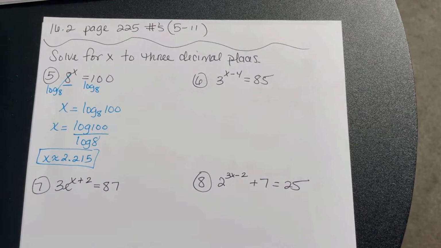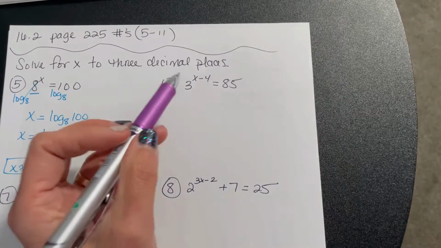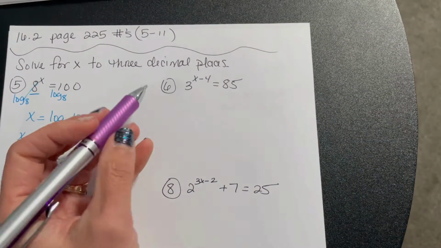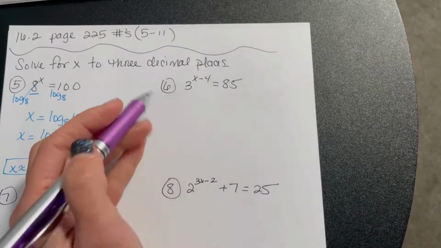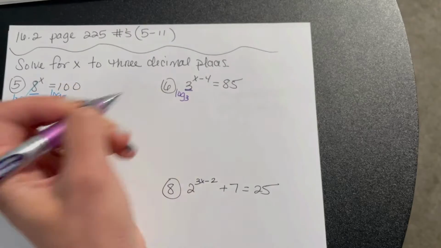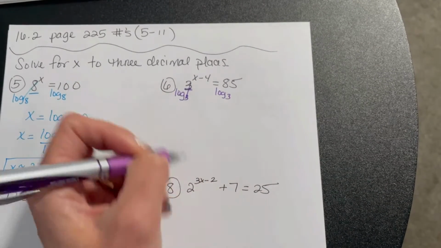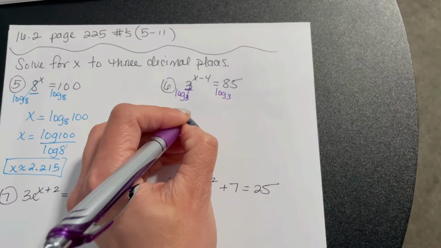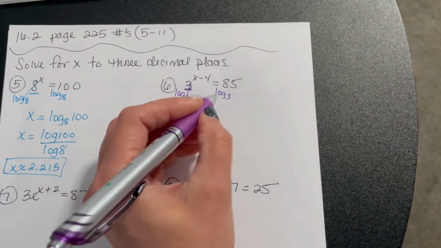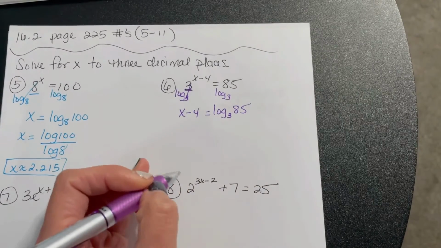Okay, next one, number 6. We have 3 to the x minus 4 equals 85. We need to solve for x. It's in that exponent again, so I have to get it to come down. So I need a double base. So I need to take the log base 3, since this is a 3, on both sides. That way I can get the double base to cancel out, and then the exponent, x minus 4, can come down, and we'll have log base 3 of 85.